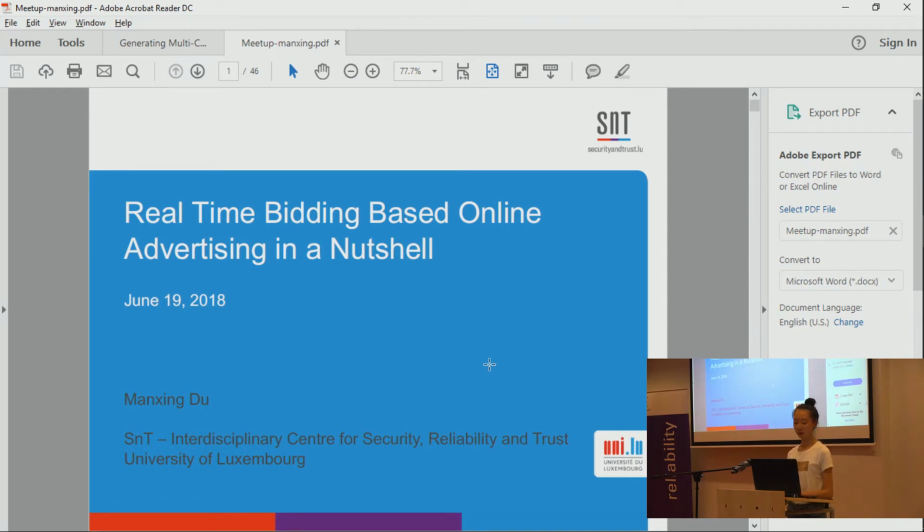Thank you everyone for coming here today. I'm a PhD student here at SNT, and my name is Manxing. The topic of today's talk is real-time bidding-based online advertising in a nutshell. Today I would like to walk you through the technical background of real-time bidding systems. Hopefully after this talk, we can have a brief view of how a real-time bidding system works and some state-of-the-art algorithms being used by the industry to solve different challenges in this area.